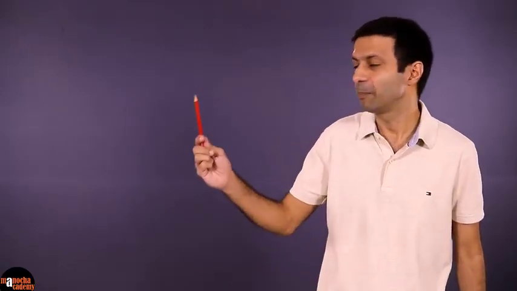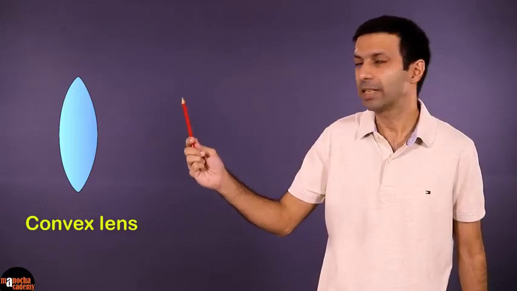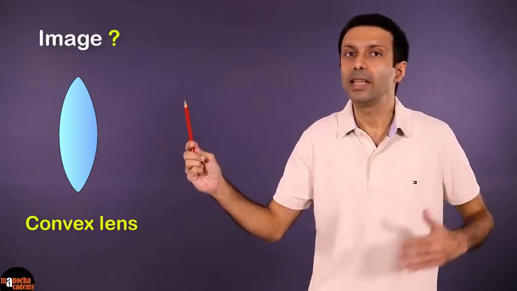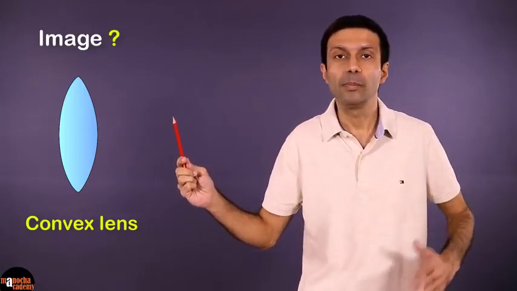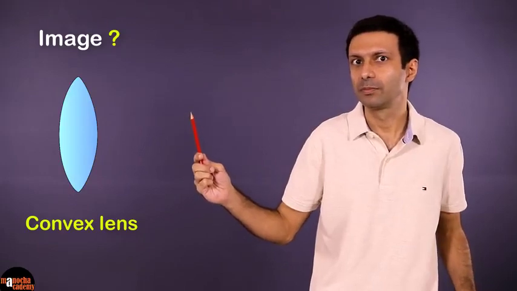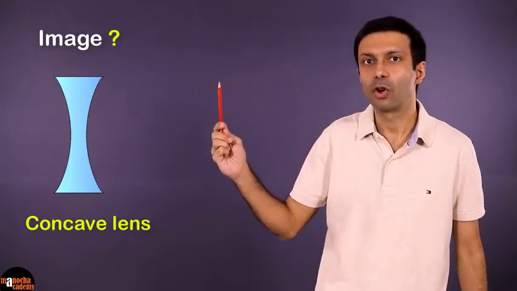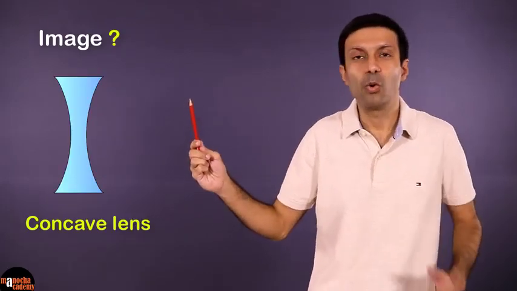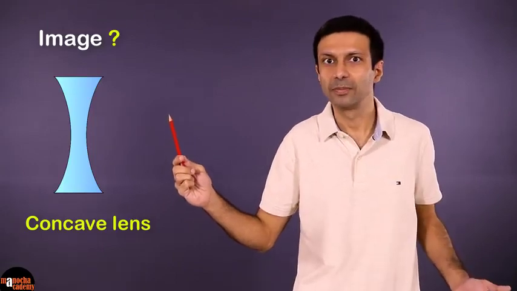Hi friends, if you place an object like this pencil in front of a convex lens, do you know where the image will be formed? What will be the properties of the image? Or if we replace it with a concave lens, now what is the image going to look like?